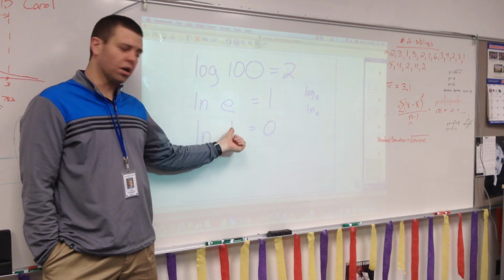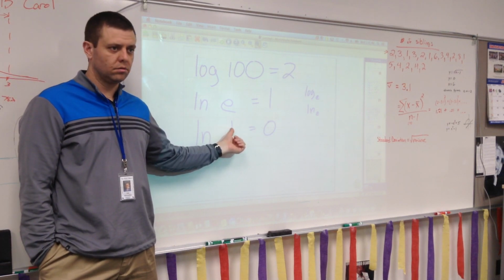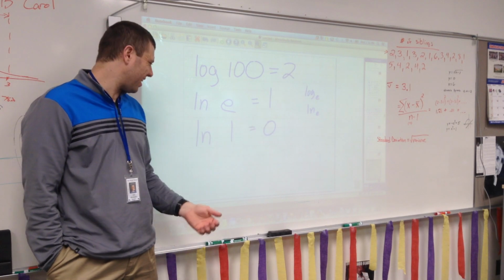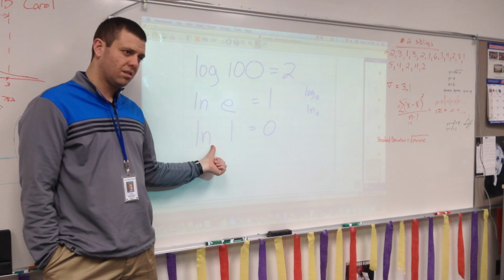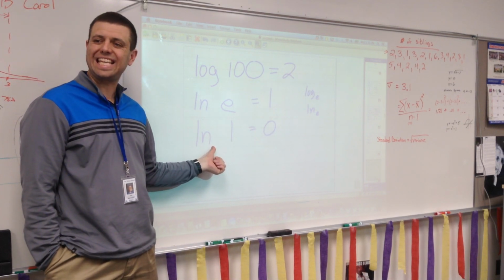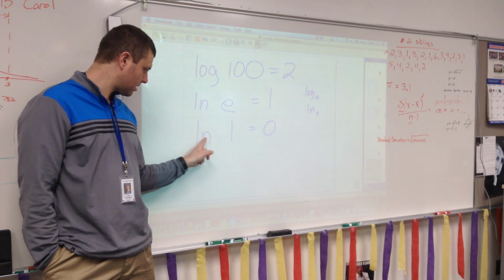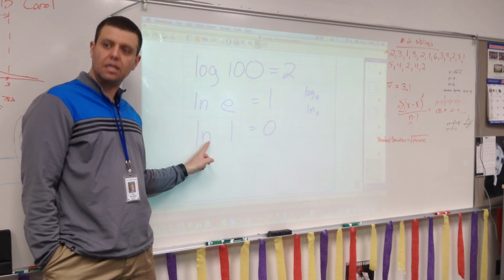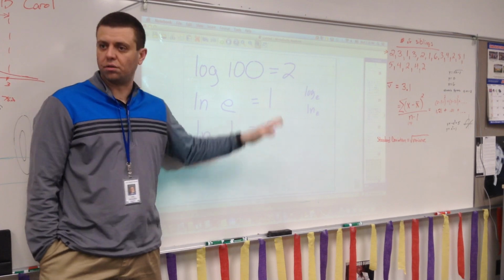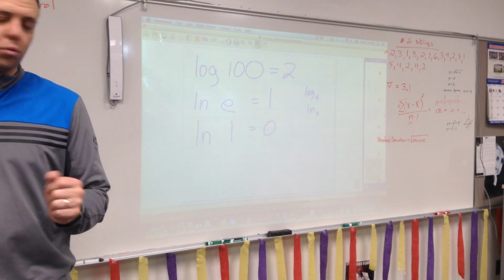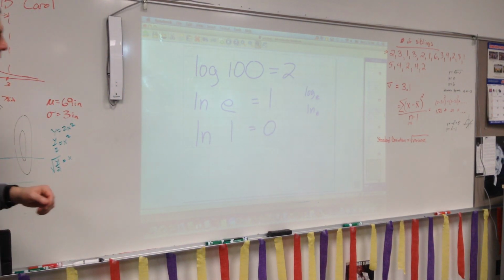Or again, the natural log of 1 would also be 0. Because why? 10 to the 0th power is 1. Not 10. What? E. Not 10. E to the 0th power equals 1. Okay?